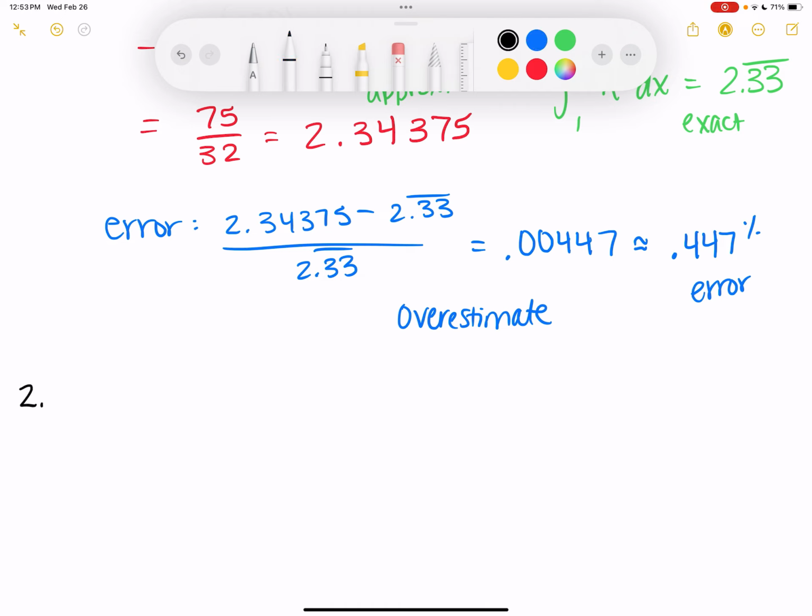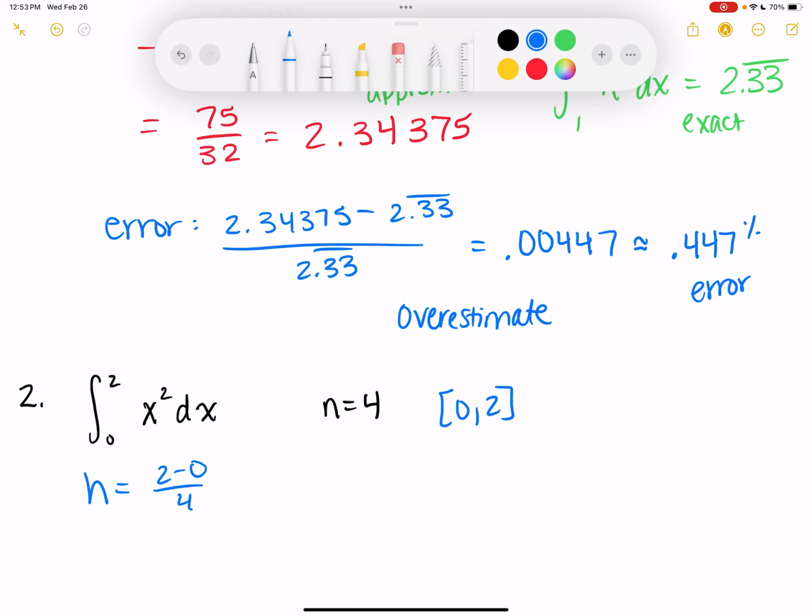So the integral from 0 to 2 of x squared dx, and n equals 4. So h would be 2 minus 0 divided by 4, which is 1/2. I was so confused when you said that the interval is 0 to 2 because I wrote the integral from 0 to 4. And then I realized that would be wrong. That's from 0 to 2.